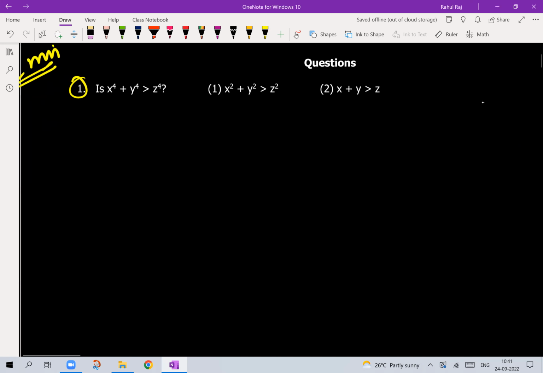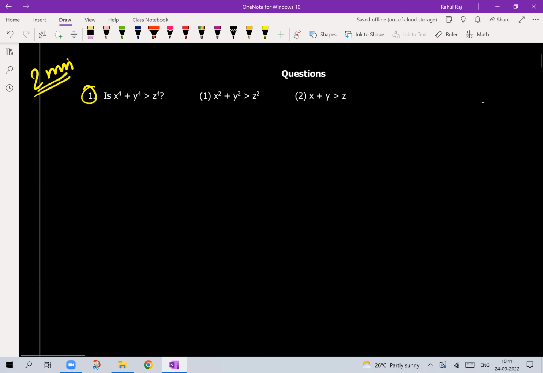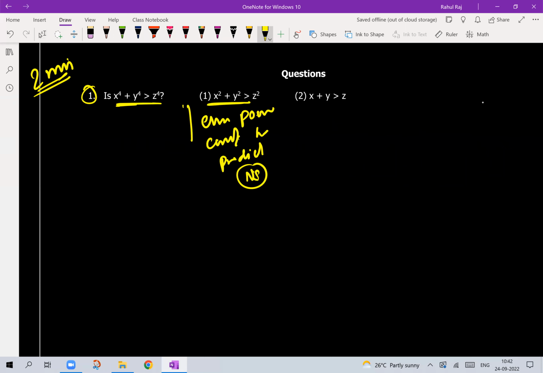Please check over here now. The question says, is x to the power 4 plus y to the power 4 greater than z to the power 4? I can straight away say option number 1, even powers cannot be predicted. Can't be predicted. So not sufficient. But please ensure that you can say these things only when you have very good backup of solving almost 30 to 40 such problems. When you are doing it at home, this is something that you can 100% do in the exam, that even powers cannot be predicted.